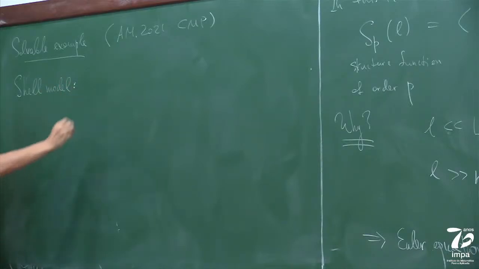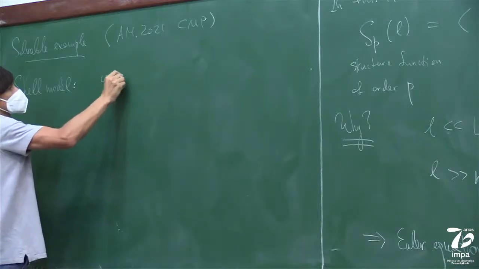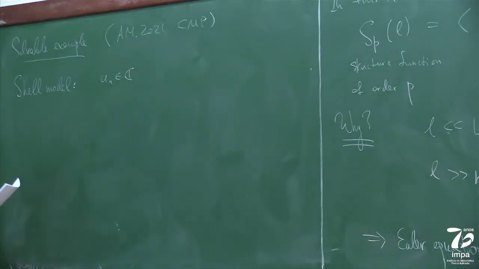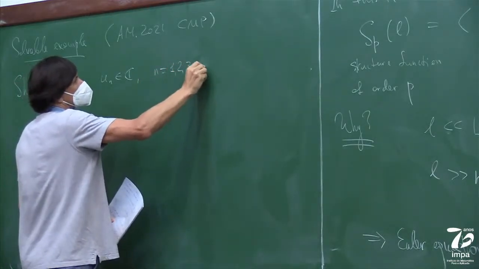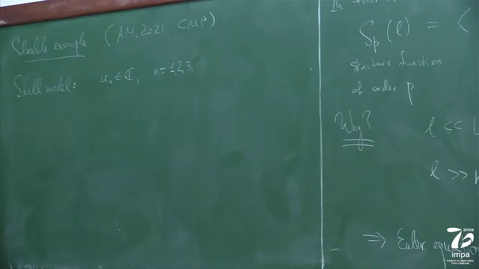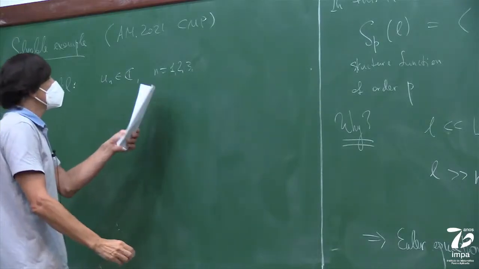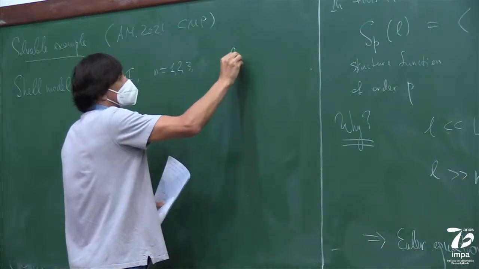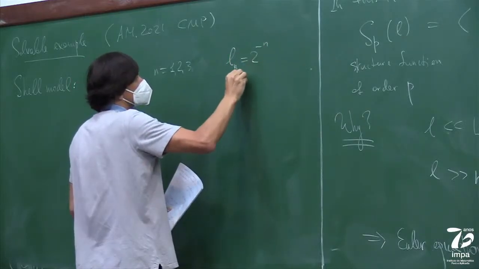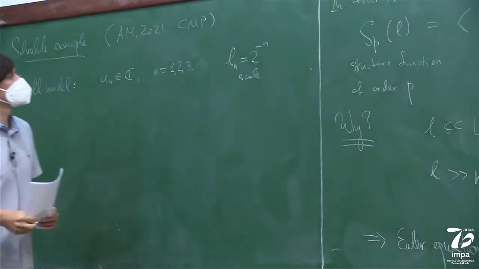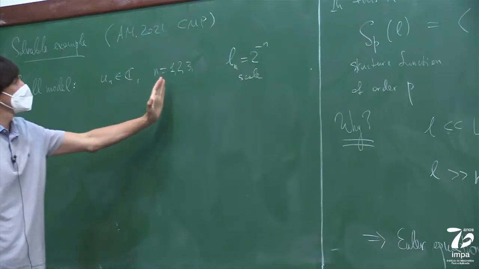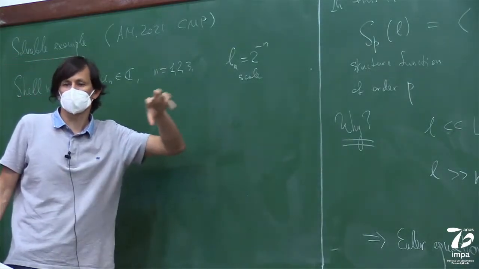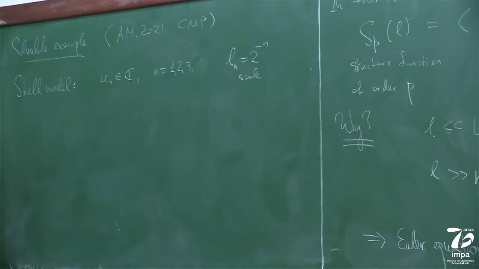A shell model is a collection of variables, which are all complex, where n is 1, 2, 3, and so on. So n is a positive integer. And to each n, we associate a scale. So we have a sequence of scales: the bigger the n, the smaller the scale. For 1, 2, 3, 4, 5, and so on, we go to smaller and smaller scales. So this is how we model a multi-scale process.